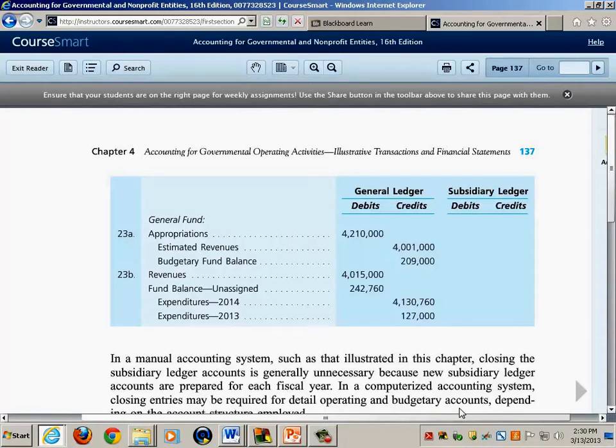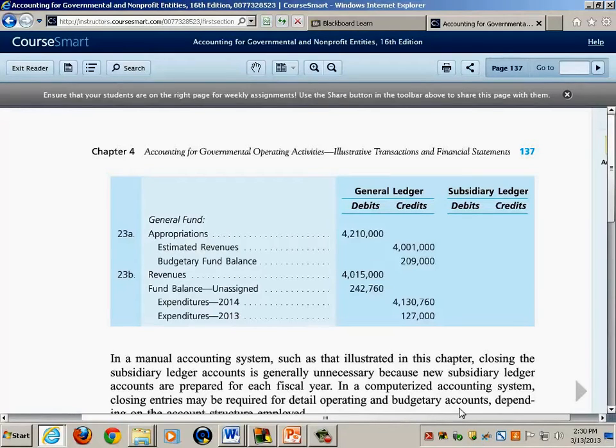If you had no revision to the budget at all during the year, what would you have? Exactly the opposite. Why? Because you need to close the accounts out. The only way to close the accounts out is by doing what? By doing exactly the opposite. We're closing out the budgetary accounts. And then it becomes pretty simple.